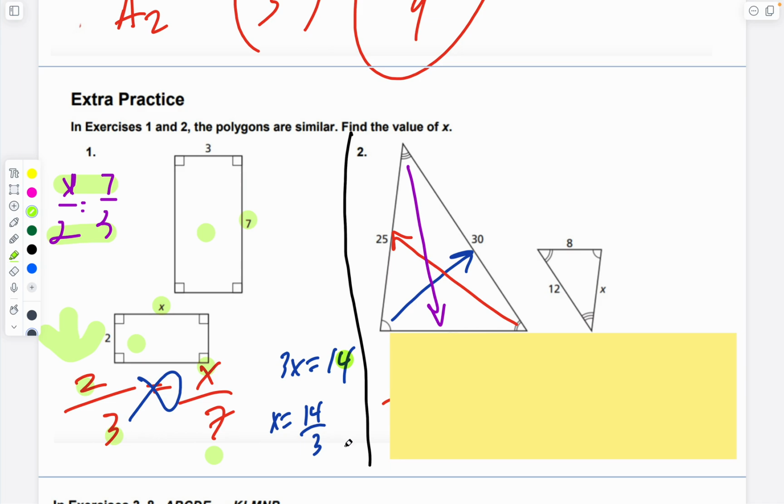Or you can get the decimal. Stay consistent. I like to go small to big, small to big. If you want to do X over 2 equals 7 over 3, that's fine. Just match up those corresponding parts.